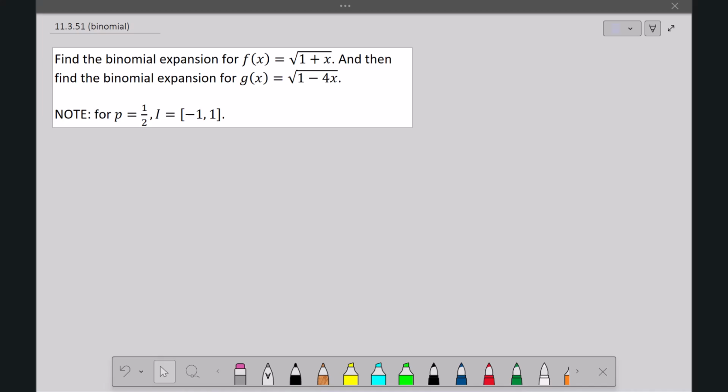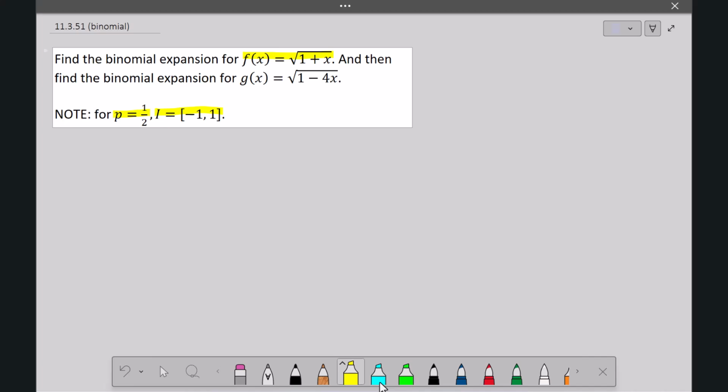Time for some binomial expansion fun. First goal, let's find the binomial series expansion for the square root of 1 plus x. And then we will modify that to find the expansion for g. So first off, we need to know that when p is 1/2, which it is because square root equals a power of 1/2, then this will be the interval of convergence.